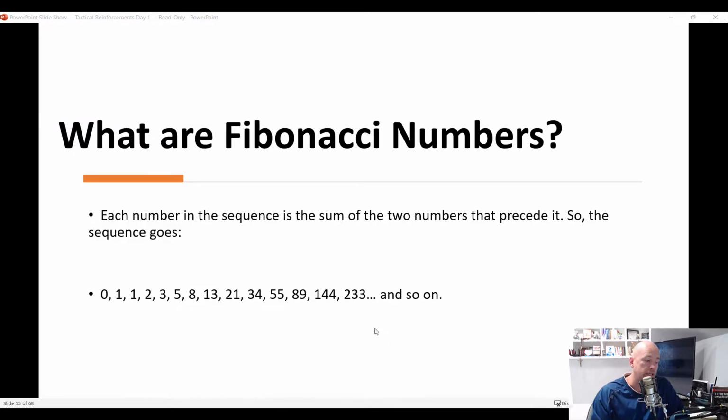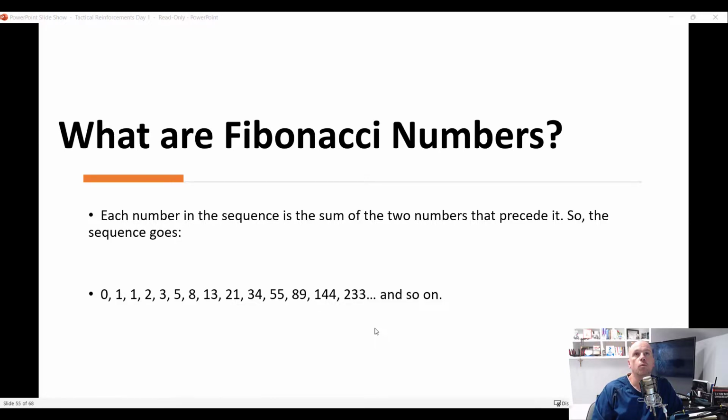And the Fibonacci sequence is nothing more than the sum of the two numbers that precede it, right? So 0 plus 1 equals 1. 1 plus 1 equals 2. 1 plus 2 equals 3. 2 plus 3 equals 5. 5 plus 3 equals 8. 8 plus 5 equals 13, and so on and so on into perpetuity, right?